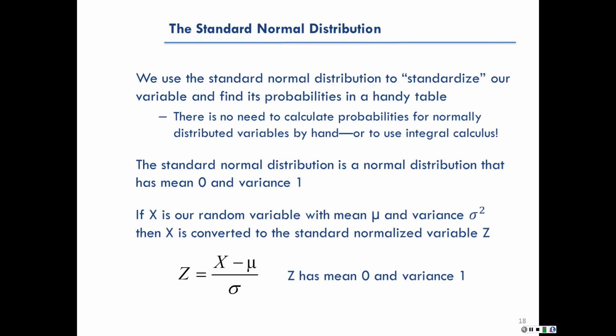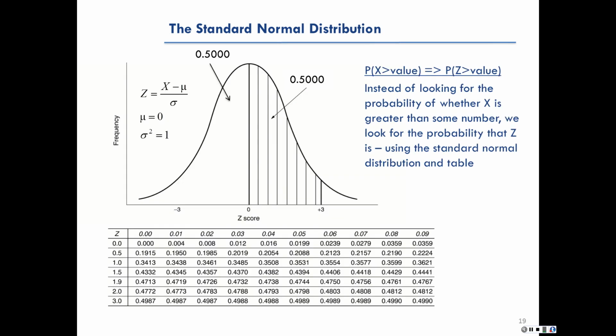And so z is equal to x, whatever the value is, minus the population mean, mu, divided by the standard deviation, sigma, which is simply the square root of the variance, sigma squared. And z has a mean of 0 and variance of 1. This is great because frequently we're interested in what the probability is that x is greater than or less than some value. Once we convert it to z, instead of looking for the probability of whether x is greater than some number, we can look for the probability that z is greater than some number. And to do that, we use the standard normal distribution and our handy table.